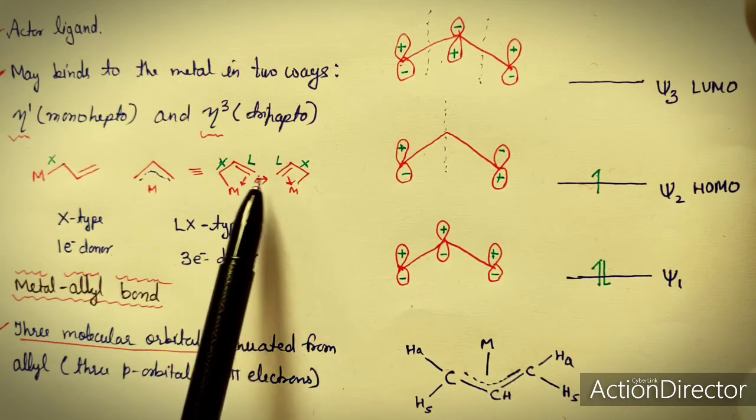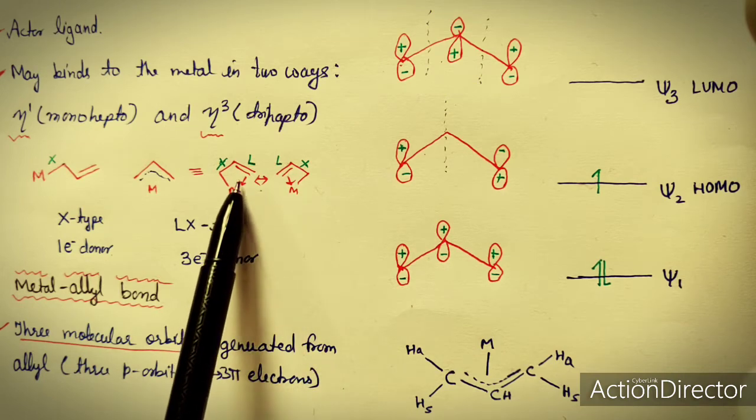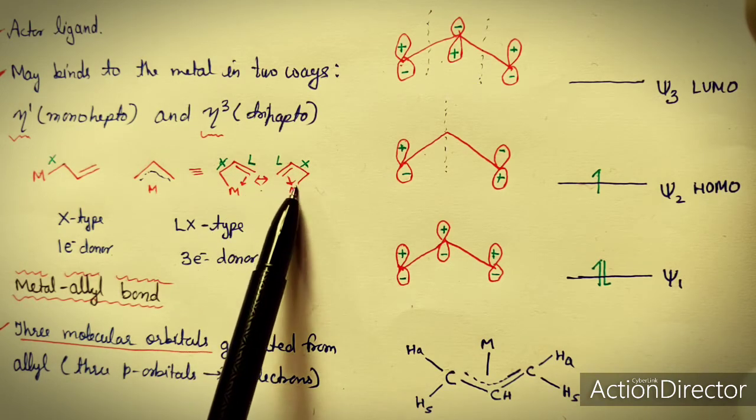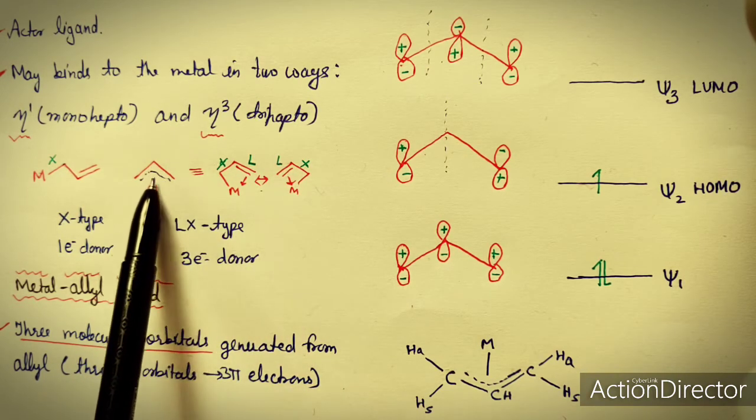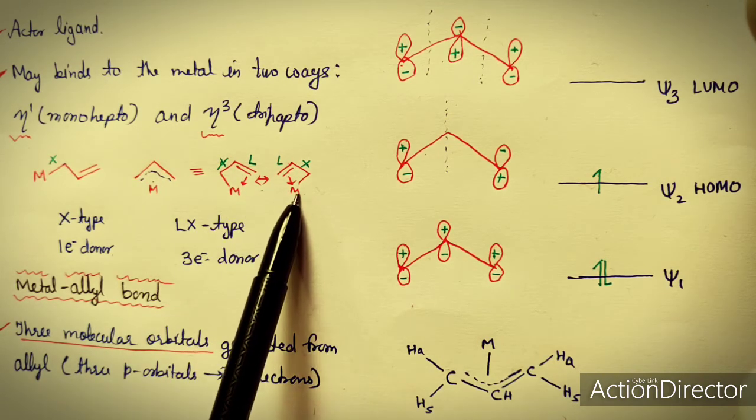And these two structures are resonance structures of this structure. So this is the resonance hybrid of these two resonating structures.